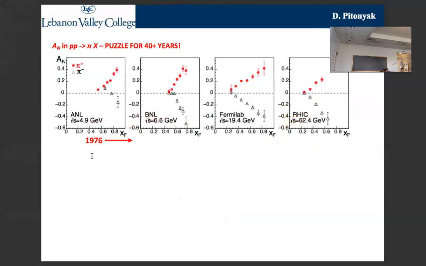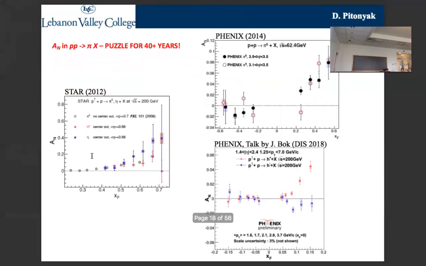Now, of course, the main observable in A_N that's been studied now for over 40 years is A_N in proton-proton collisions. The first data on this goes back to 1976 at Argonne, and then the most recent data here at RHIC. This is from the BRAHMS collaboration, but of course we have even more recent data from STAR on pi zeros, and then PHENIX on pi zeros, and also now more recently on unidentified charged hadrons.